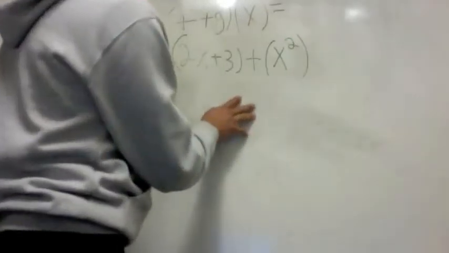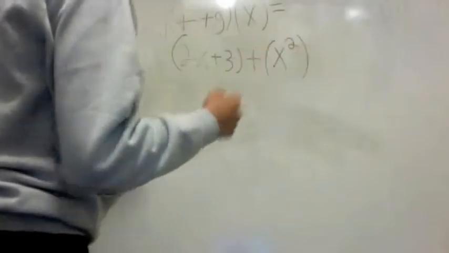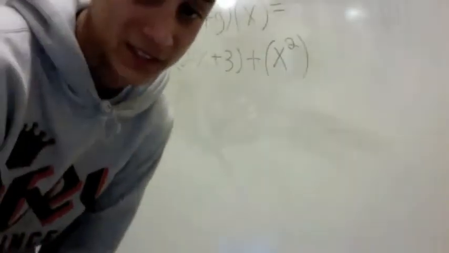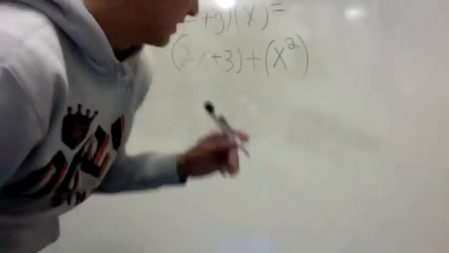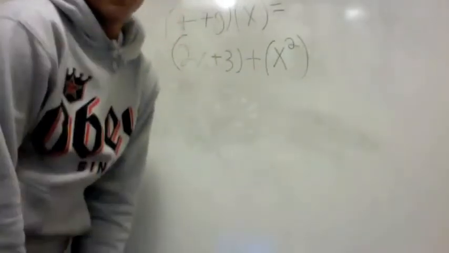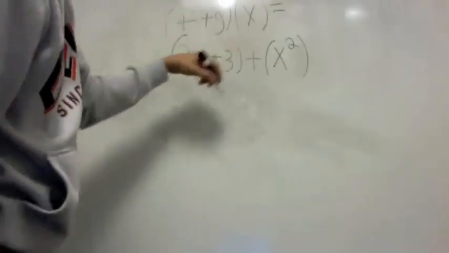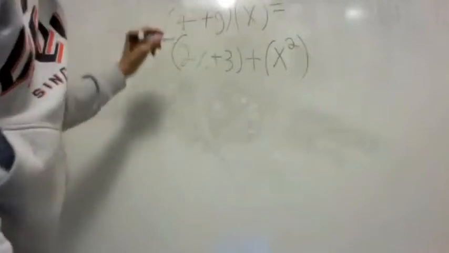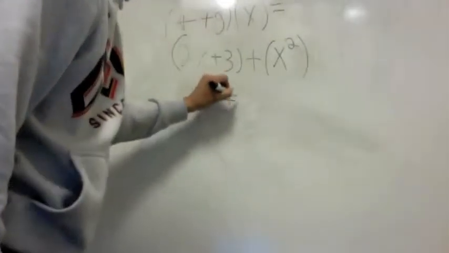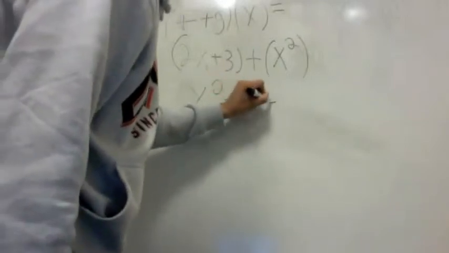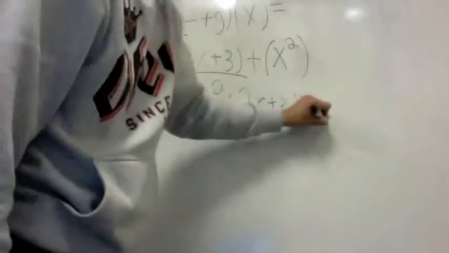So after doing this, you want to simplify it and make it into a descending order of x's in the first place. So with the x squared, since it has the most amount of x's, and then 2x has the second amount of x's, you're going to put x squared plus 2x plus 3. So it will look like x squared plus 2x plus 3. And that is your final answer.